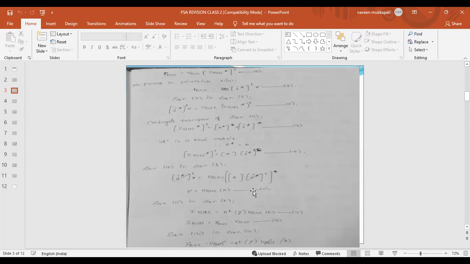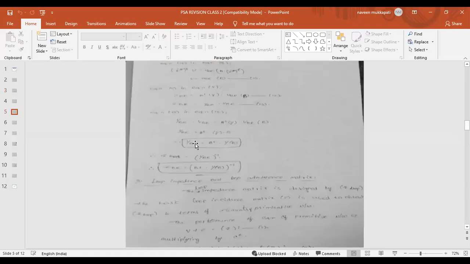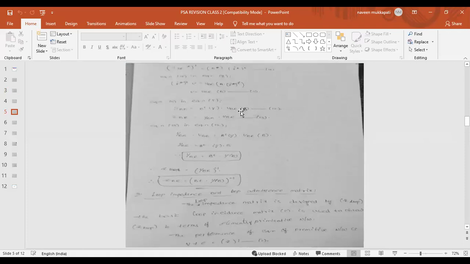Substitute equation 11 in 5. Then I bus is equal to A transposed into Y into V bus. Next, I bus is equal to Y bus into V bus. Substituting equation number 13 in equation number 12, instead of I bus we substitute Y bus into V bus, which is equal to A transposed into Y into V bus.